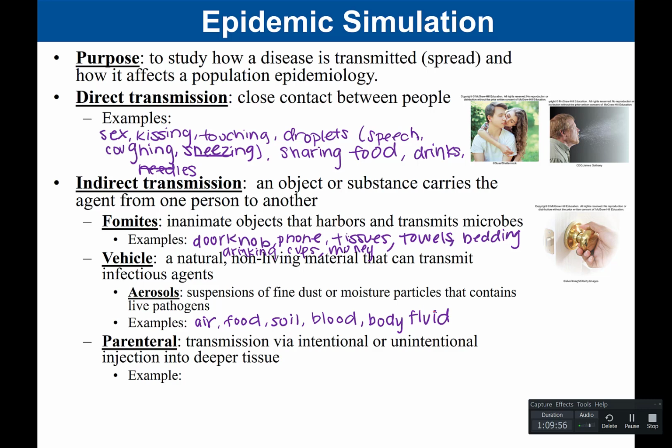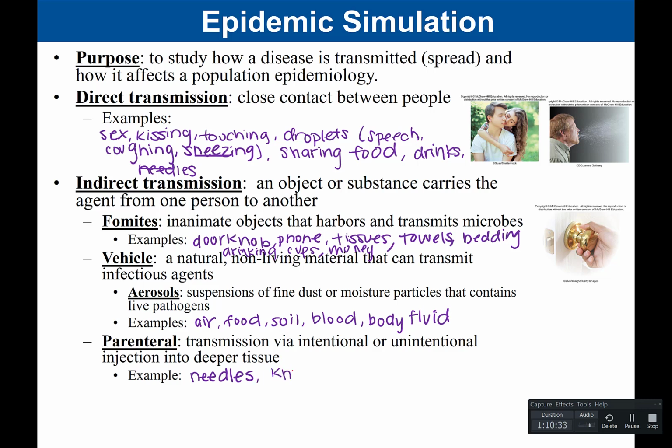Parenteral is transmission via intentional or unintentional injection into deeper tissue. So again, needles. So let's say a doctor is taking a blood sample from a patient, right? And they happen to accidentally puncture their glove and inject themselves. That would be an example of a parenteral type of transmission. It's from a needle. It's inadvertent. They didn't mean to do it, but it can still transmit the disease.